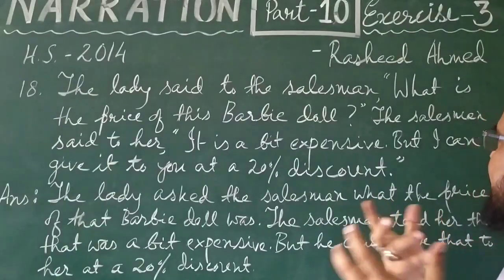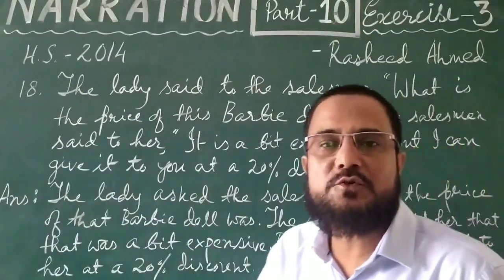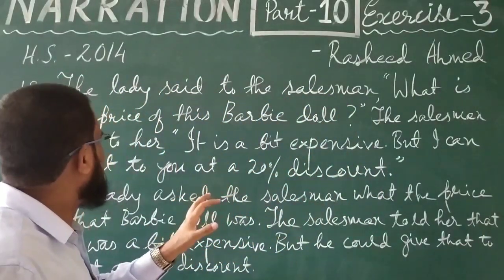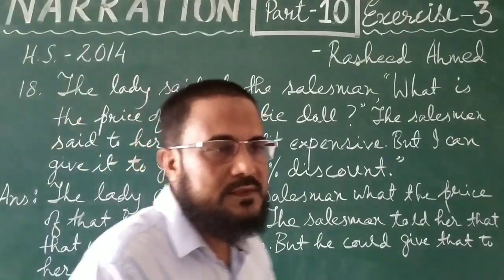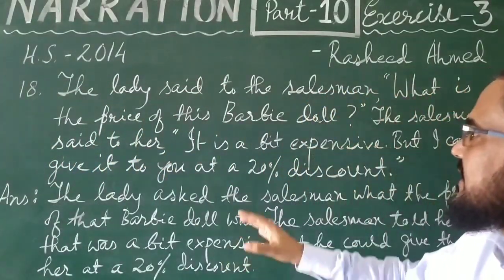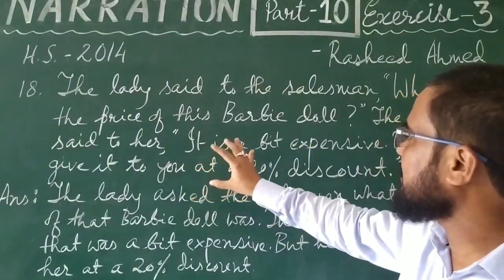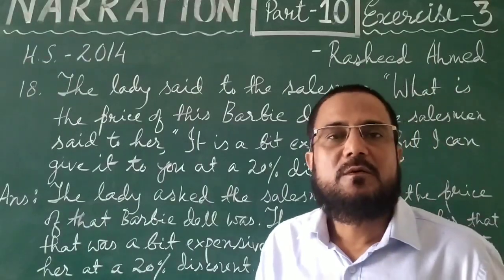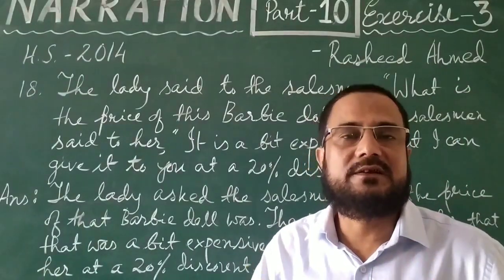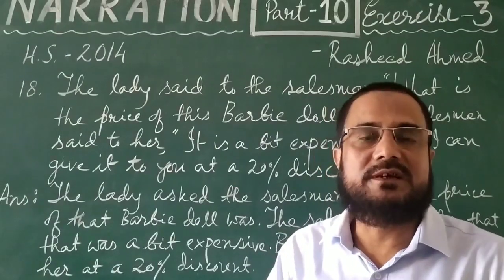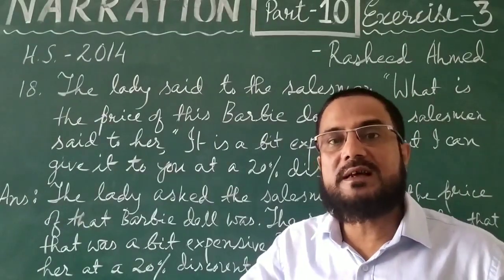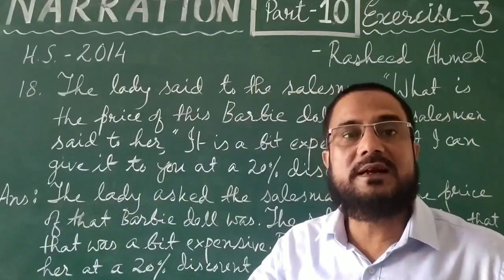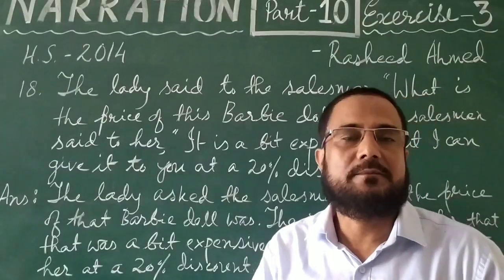And then coming to the reply given by the salesman: "It is a bit expensive, but I can give it to you at a 20% discount." Here, an interesting thing is there. The first word is "it." There are two types of "it." One is called introductory "it," also called a dummy subject. In the same way, "there" is also called a dummy subject or introductory "there."